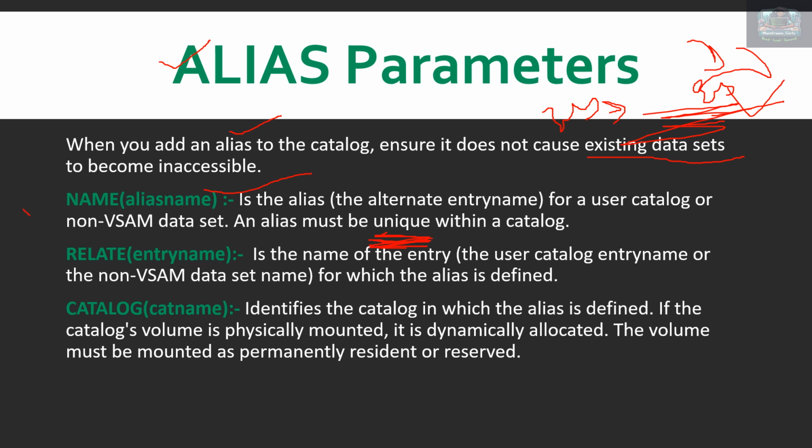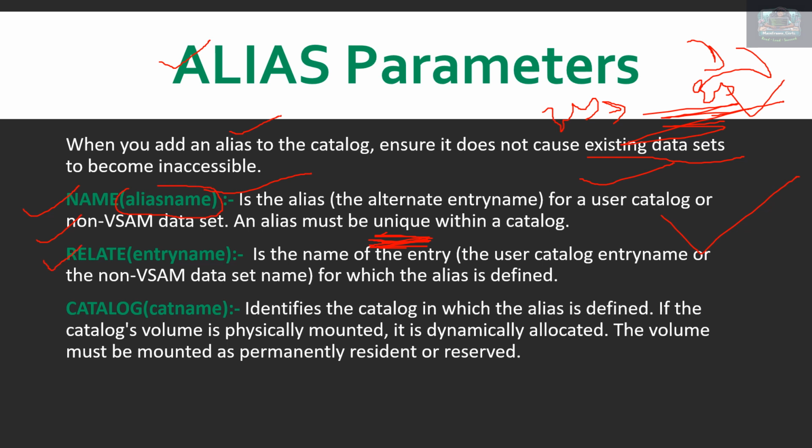Okay, what is this NAME field? In the name field, you give the exact name of the alias which you want to create, whether for the user catalog or the non-VSAM dataset. You have to give the exact name which you want to be entered into the mainframe. And in RELATE, what is this RELATE?